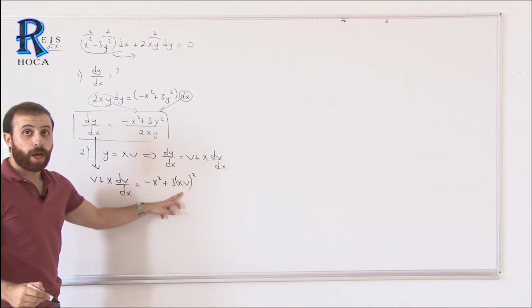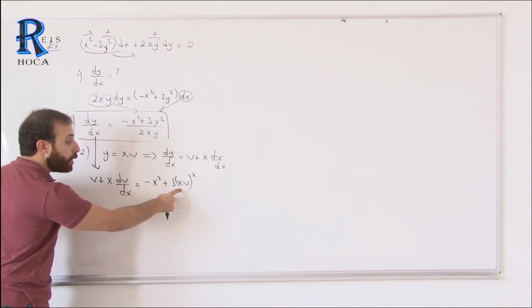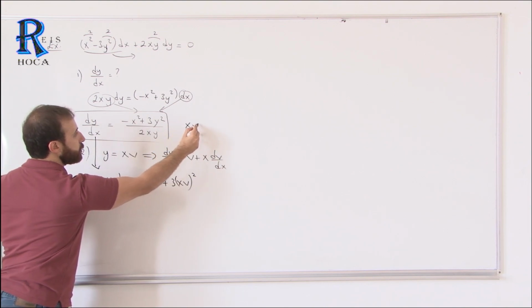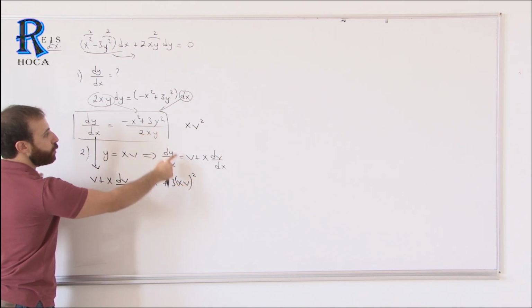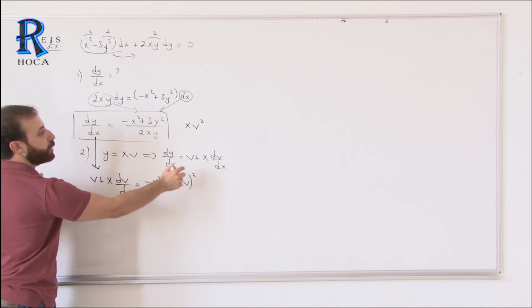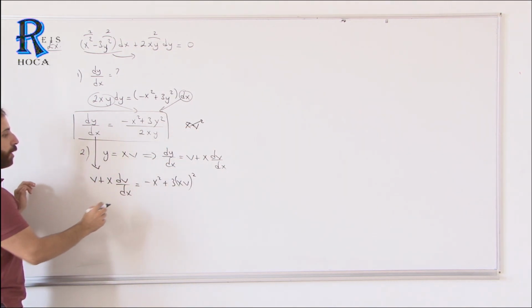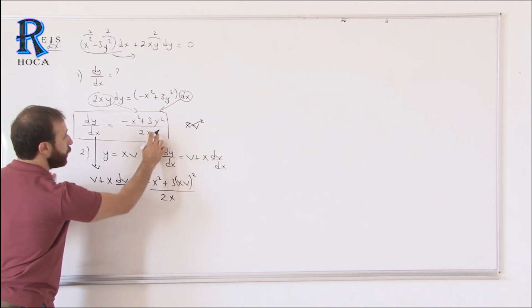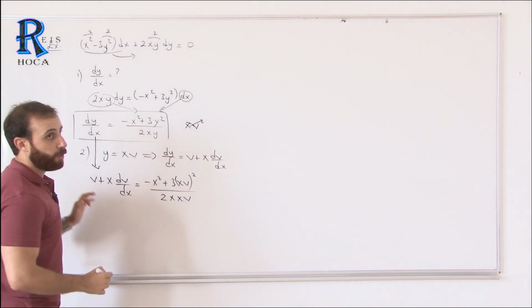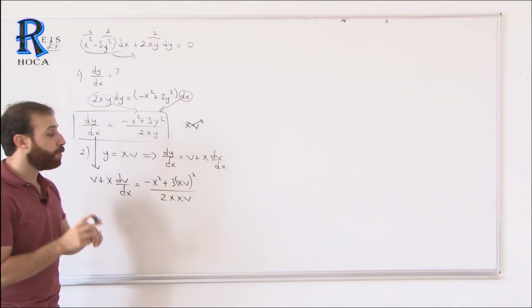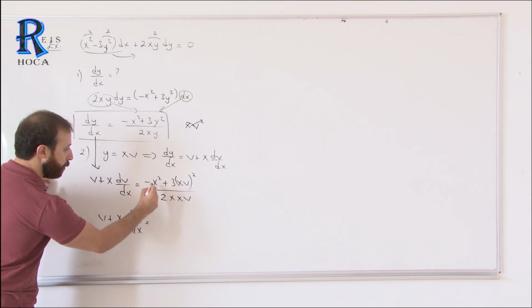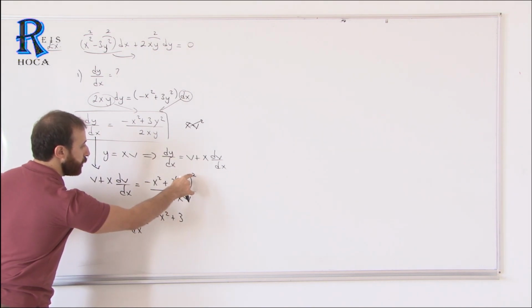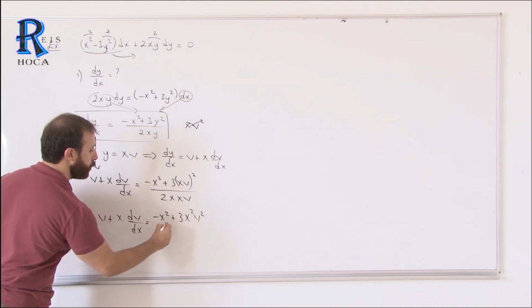For this question, I want to remind you, don't forget to use brackets. If you write it like xv square, this will be totally wrong. Instead of y, you are writing xv, so the square applies to the whole expression that you have. That's why (xv) square. Be careful about that. And over 2x, instead of y, xv. So we just substitute the term of y. Continue: v plus x dv over dx equals minus x square plus 3, the square applying to both of them, x square v square, over 2x times x square v.